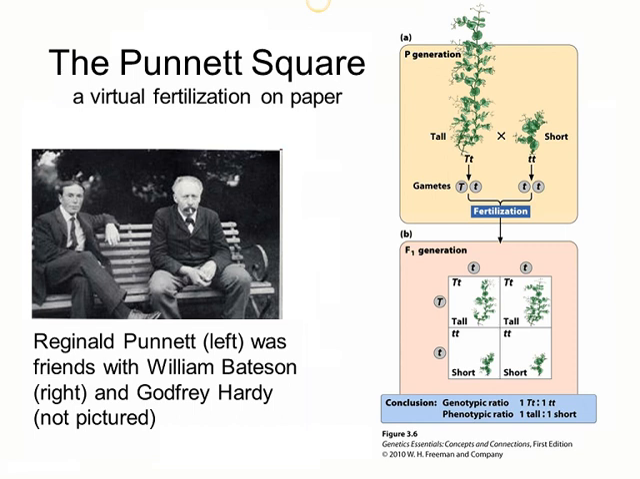And Punnett was friends with some famous geneticists. William Bateson is the person who's credited with coming up with the word gene, and Godfrey Hardy was involved with the Hardy-Weinberg equation for population genetics. So this is Punnett here. Okay, but he came up with this idea. So I'm going to end part 2 right here.